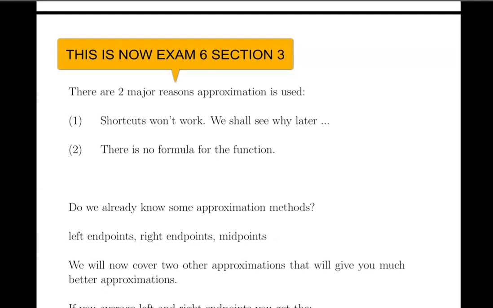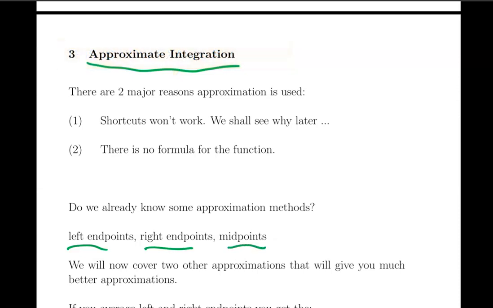Okay, so here's section 3 now. We're kind of going to go back to approximate integration again. So we've actually already done this. We've done left, we've done right, and we've done midpoints. Those are all approximations. I'm just going to show you two others that are very popular and much more accurate.